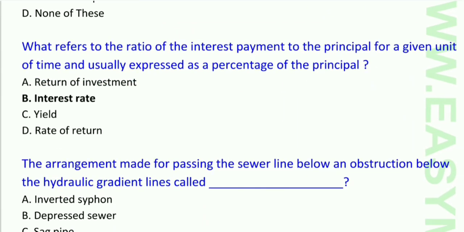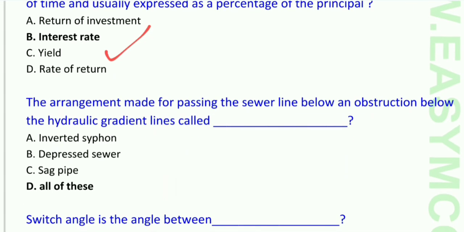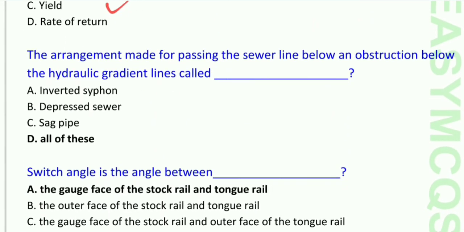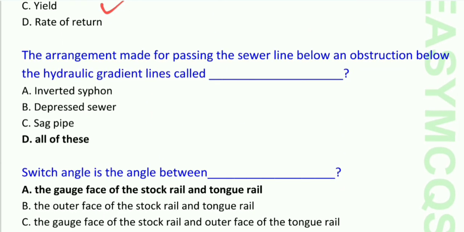Next question. What refers to the ratio of interest payment to the principal for a given unit of time and usually expressed as a percentage of the principal? Interest rate. The arrangement made of passing the sewer line below an obstruction below the hydraulic gradient line is called inverted siphon, depressed sewer, sag pipe, all of these. D is right.